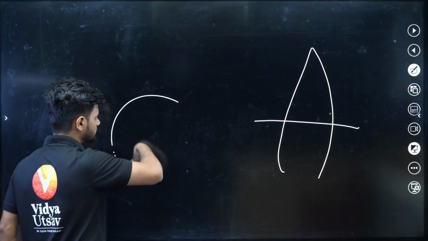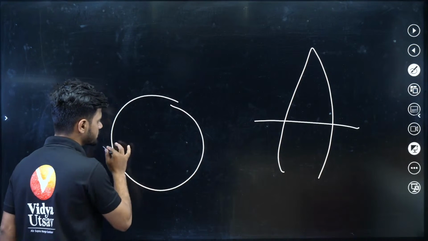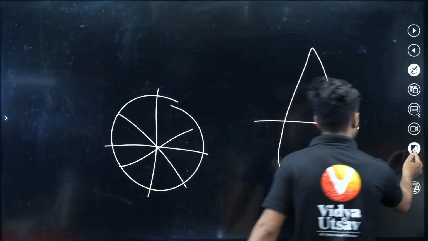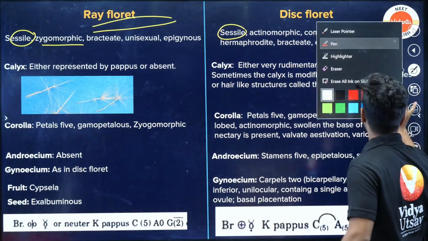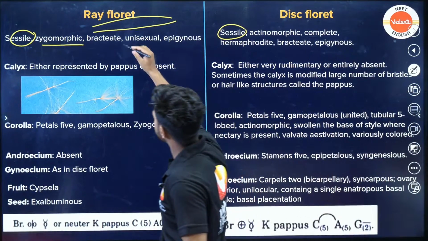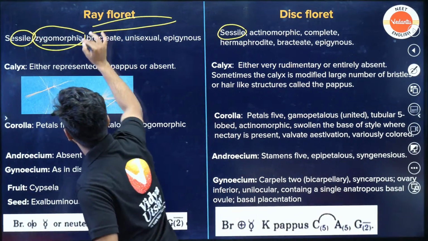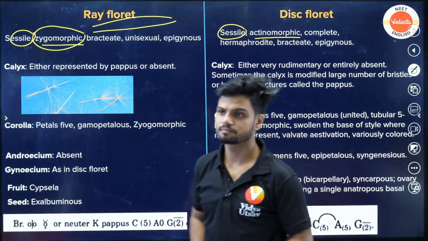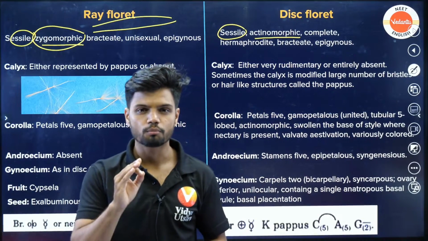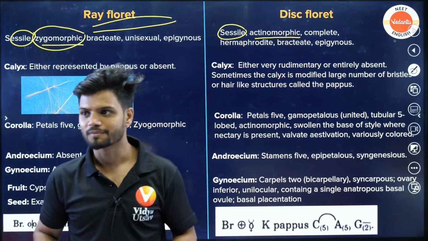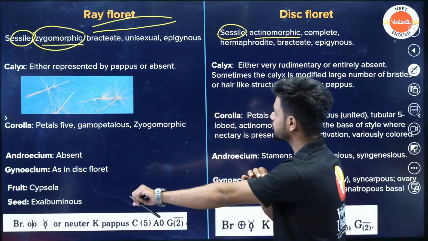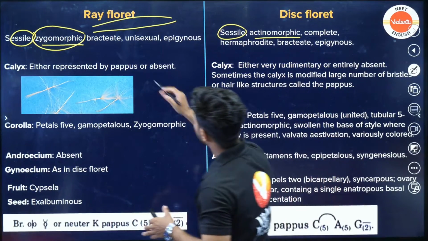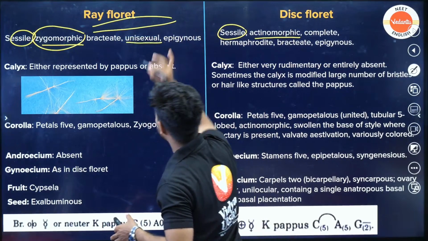But your disc floret, students, we can divide it into many planes. Your disc floret can be divided into many planes, and that is why your ray florets are zygomorphic in nature, while your disc florets are actinomorphic in nature. Clear? All of you clear on that point? Yes. The next difference is that your ray florets are unisexual.